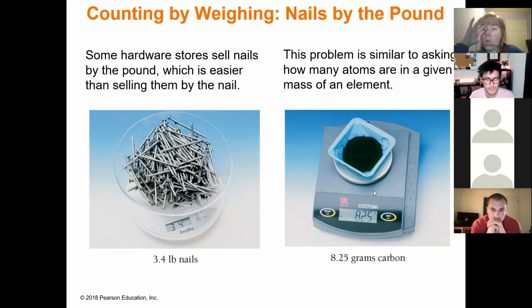The same thing is true for atoms. There are just like way too many atoms for you to count, okay? I mean, the person at the hardware store doesn't want to count the nails because it's a pain in the butt, but they could. You don't have enough hours in your life and in your children's life and your children's life to count the number of carbon atoms in this little dish right here. There's just too many. So we've got to weigh it.